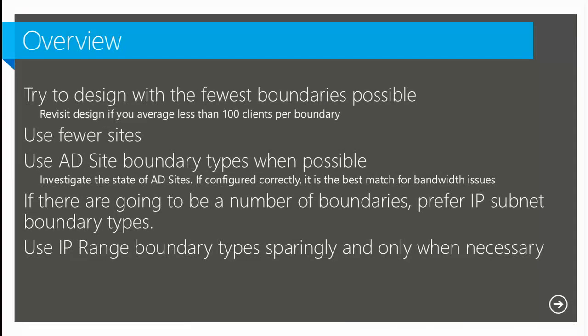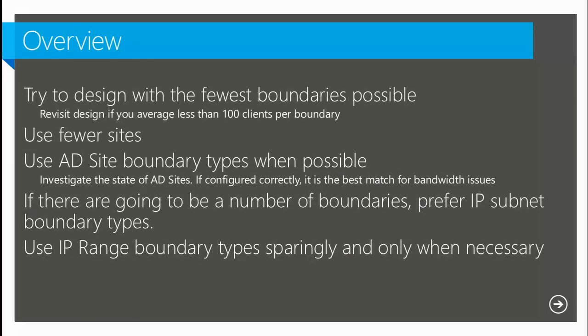I know we only had a few people who had properly configured subnets in their AD site, but if you can, try to use that AD site because theoretically it should already map to the bandwidth issues in your environment. And if you're going to have a large number of boundaries, prefer the IP subnet boundary. One issue that we have seen with customers is taking this "IP subnet is evil" thing and running with it.